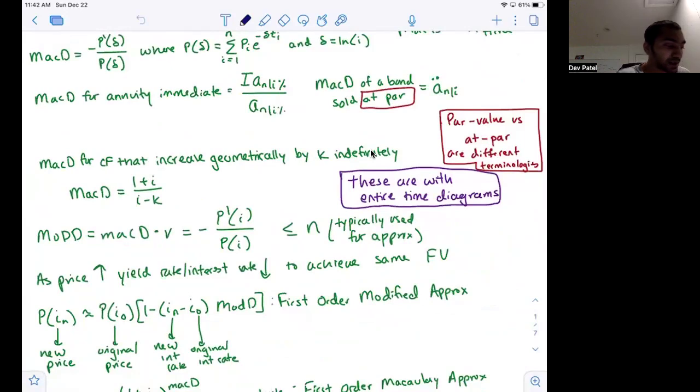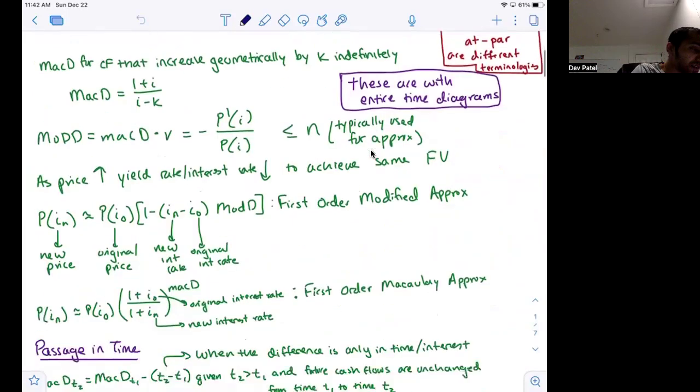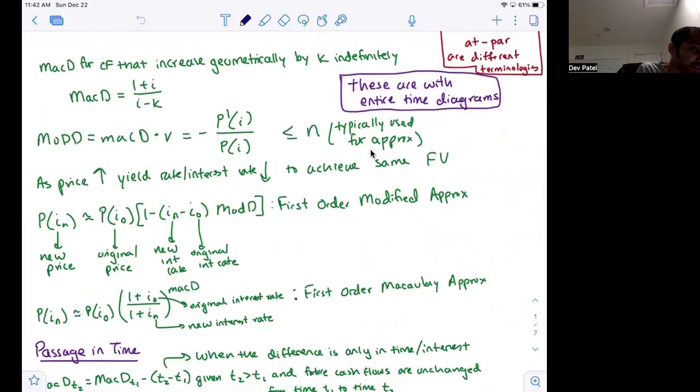We know that mod D is MACD times v, and it's important to know that MACD will always be greater than mod D. Another important equation to know is that it's the negative first derivative of price with respect to i, over P of i. So there are going to be some problems where you have to write out the entire price equation with i as the variable, solve for the derivative, and then get mod D.